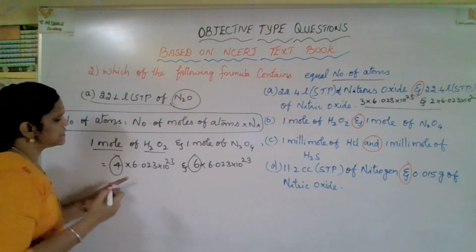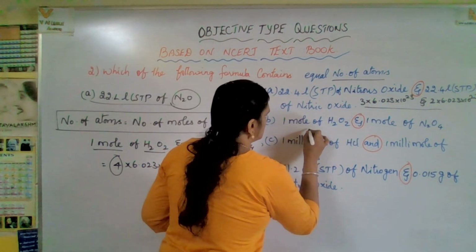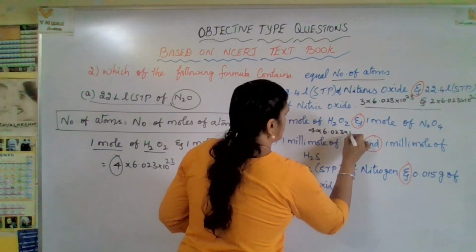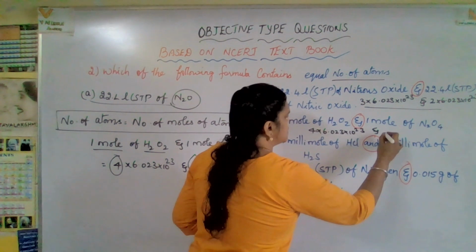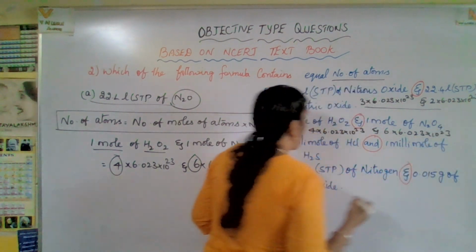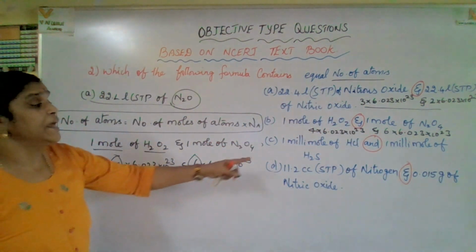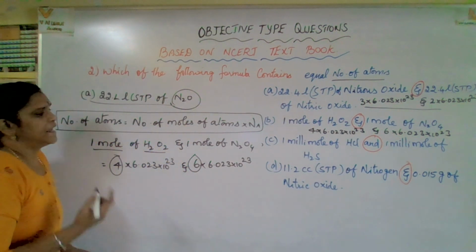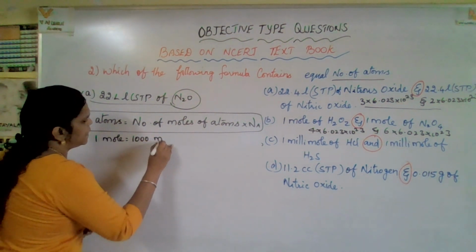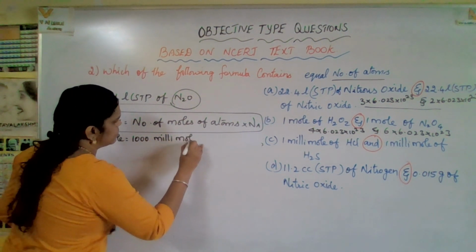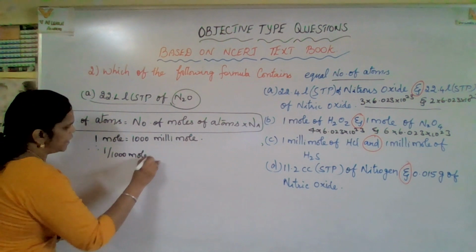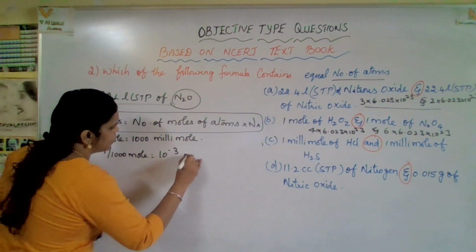This will be 1 is less and 1 is more. Okay, now here what it is? 4 into 6.023 into 10 to the power of 23 and 6 into 6.023 into 10 to the power of 23. And the next one, 1 millimole of HCl and 1 millimole of H2S. 1 mole equal to 1000 millimole. Therefore, 1 millimole is 1 by 1000 mole, equal to 10 to the power of minus 3 moles.